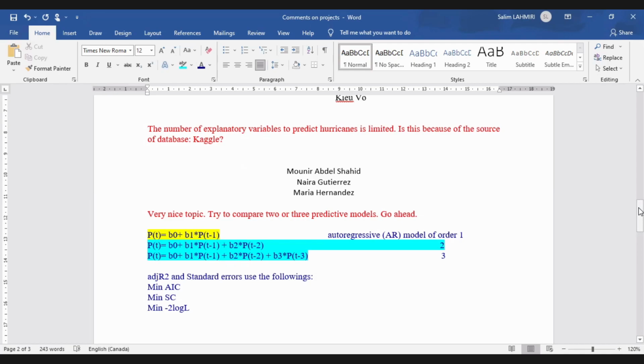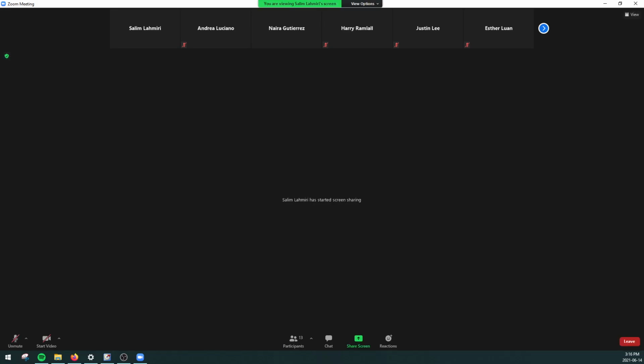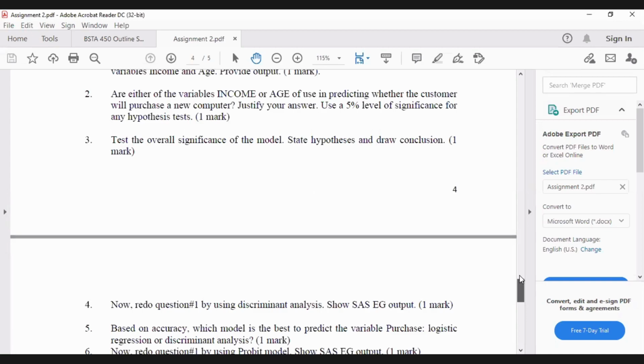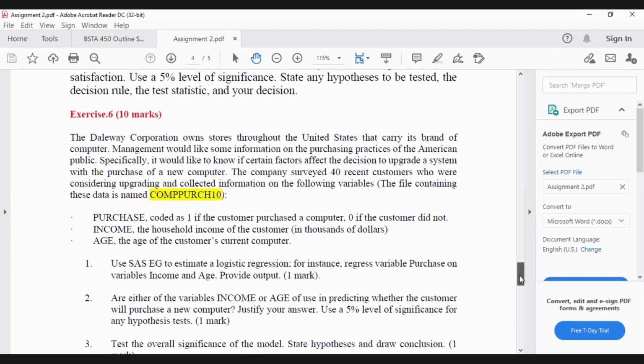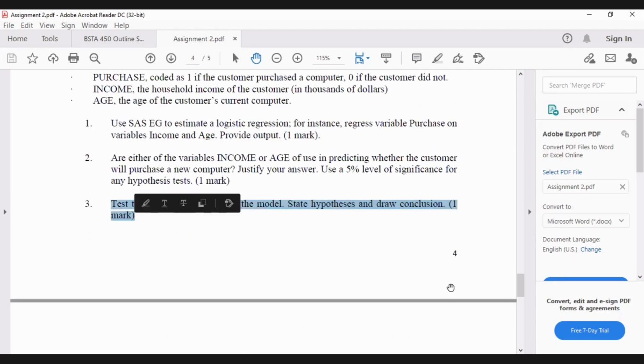I actually have a question, but it's regarding assignment 2. Can we ask you now, or should we ask you at the end of the class? Yes, you may ask right now. For the last question of section 6, when we ran the logistic regression, it's asking to test the overall significance of the model. We weren't sure if we should take the p-value from the table called Testing Global Null Hypothesis, or from the Hosmer and Lemeshow goodness of fit test. Yes, exercise 6, question 3 is to test the overall significance of the model.